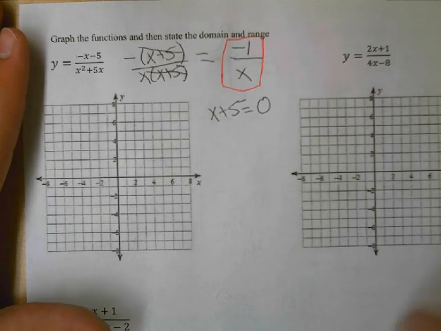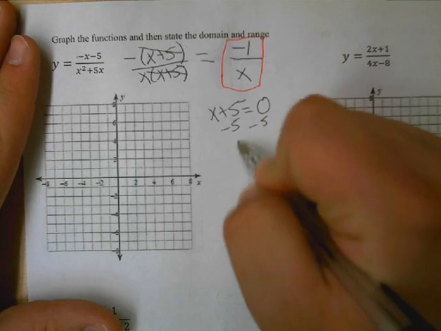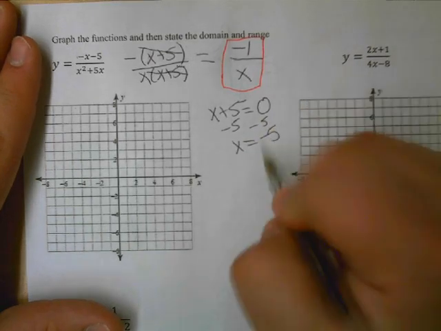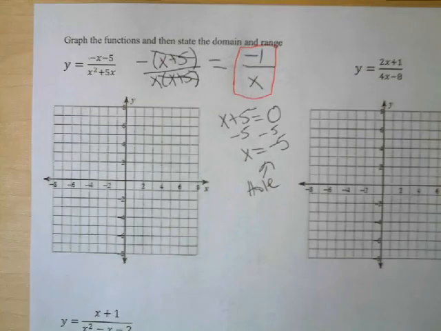And to figure out the x value of where the hole is going to be, if I subtract 5, I get x equals negative 5. And there's going to be a hole there, an actual hole. I'm going to put a circle there. That's what it's going to look like. Okay?